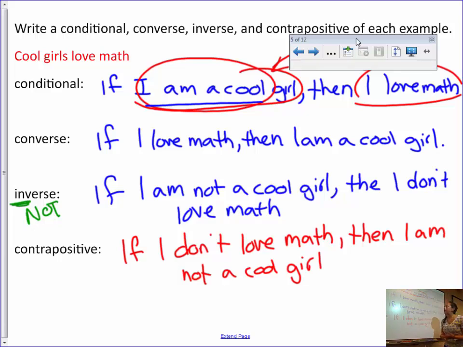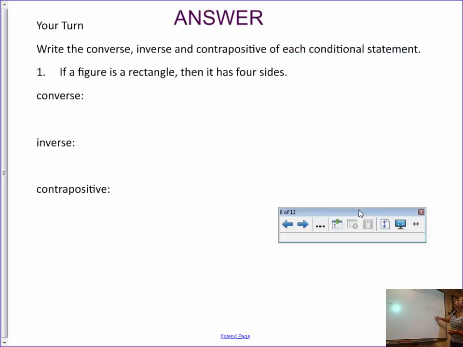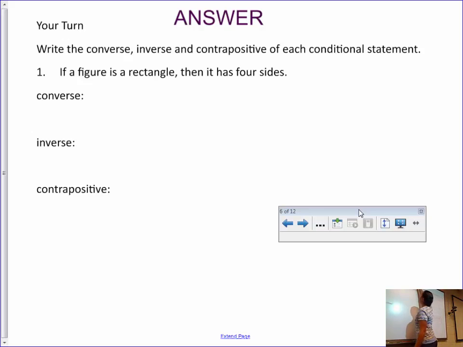Okay, so hopefully you got all of those. Try this one on your own. Go ahead and pause it, see if you can figure it out. I've already given you the conditional statement, so all you have to do is come up with the converse, inverse, and contrapositive. Okay, so hopefully you've had enough time to finish that.